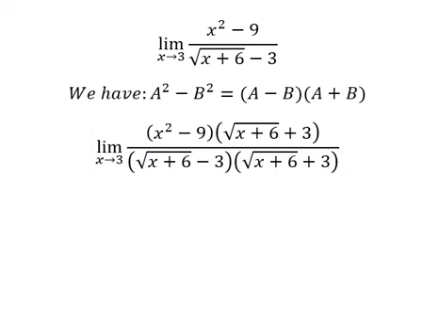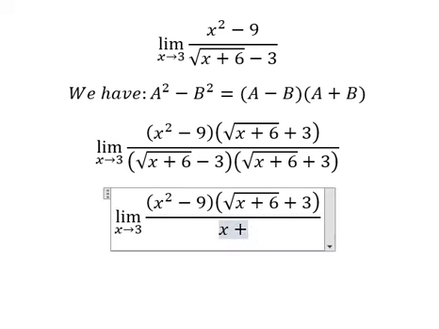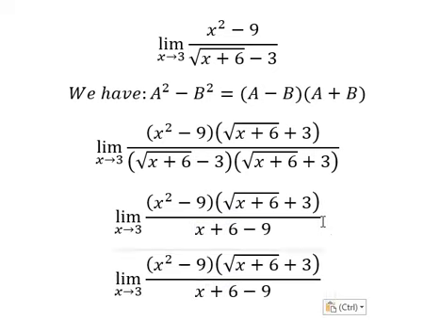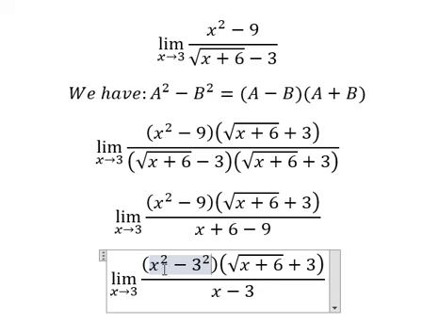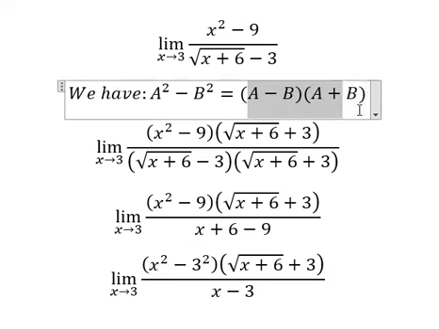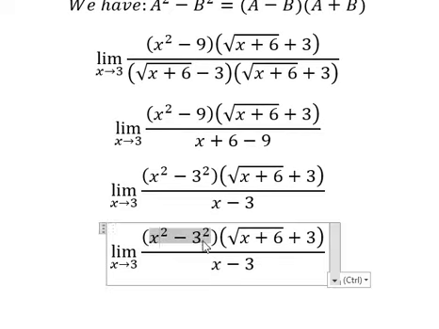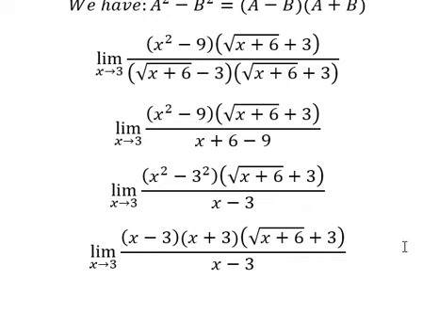So in this one, that is about x plus 6 minus number 9. And now this one we have negative number 3. This one we have 3 square. Now we need to transform this one into this one. And now we can simplify.